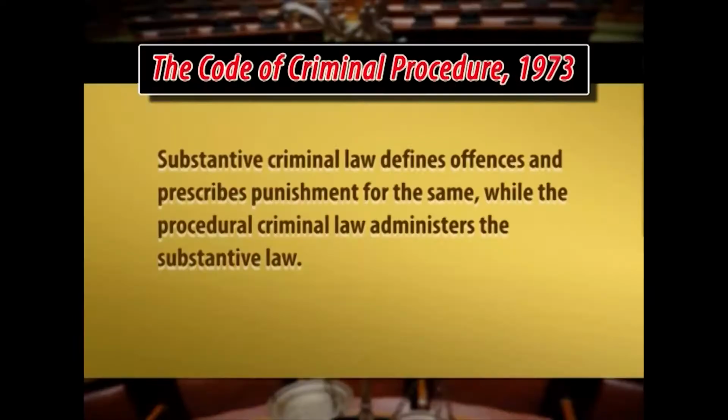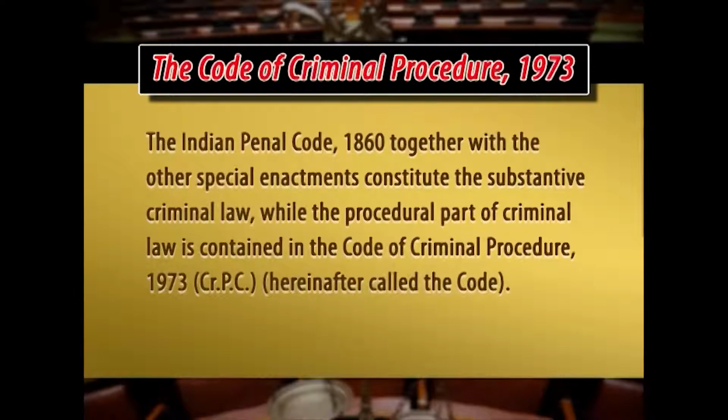The criminal law is divided in wider sense in two parts, that is substantive criminal law and procedural criminal law. Substantive criminal law defines offences and prescribes punishments for the same, while the procedural criminal law administers the substantive law. Indian Penal Code 1860, together with all the other special enactments, constitute the substantive criminal law, while the procedural criminal law is contained in the Code of Criminal Procedure, which we call in short CRPC.